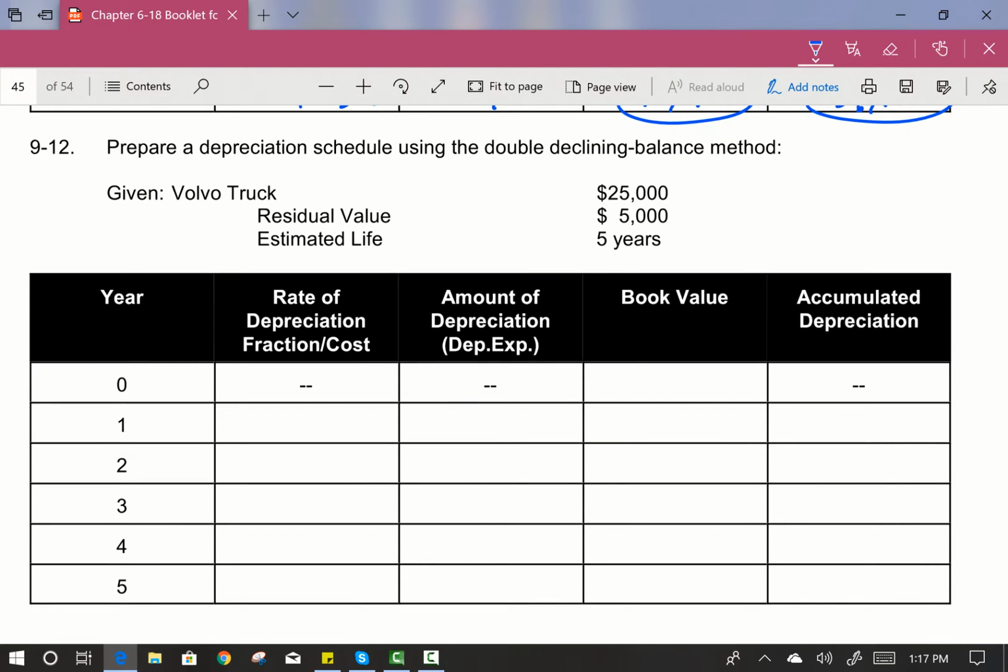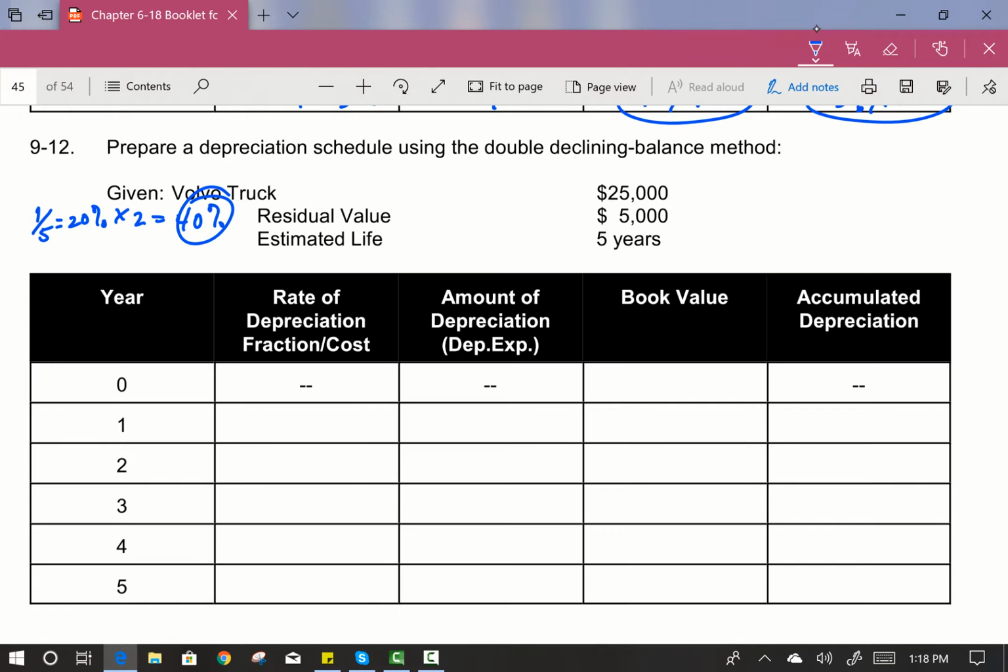Okay, this next one: prepare a depreciation schedule using the double declining balance method. It's for 5 years, thank goodness. So 1 divided by 5 for the straight line is equal to 20%. And with the double declining balance method, you double it, which is equal to 40%. So 40% is what we're going to use, and it ignores the residual value in the beginning, but it acknowledges it in the end. Keep that in mind as we're working through this particular problem.